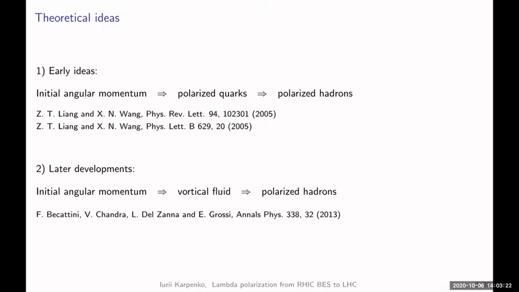What is more relevant to my talk is the point number 2. So the later developments assumed that, because of the initial angular momentum, there is a vortical fluid which is created, and this vortical fluid then leads to the polarization of the finally produced hadrons. One of the milestone papers about this concept is cited exactly at this point.